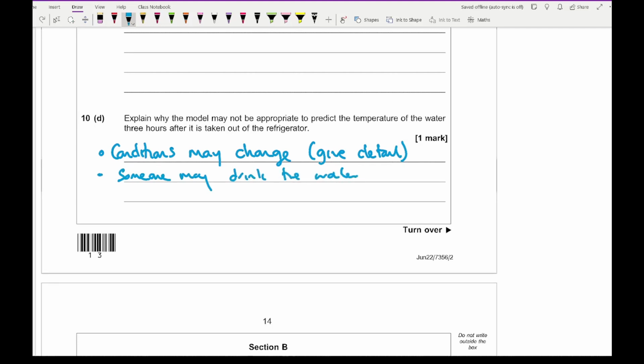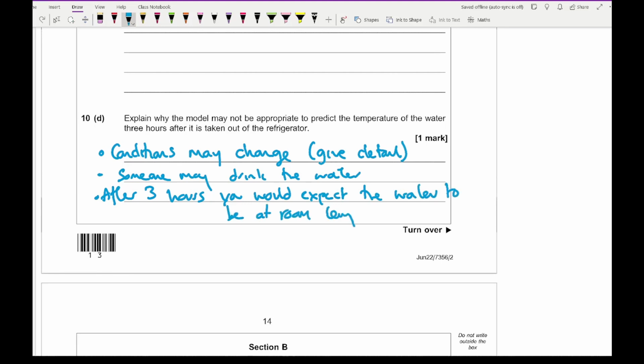Another common answer would be that after 3 hours, you would expect the water to be at room temperature.